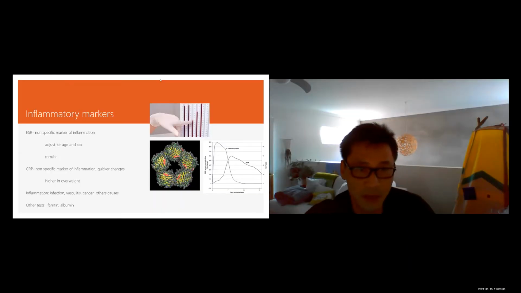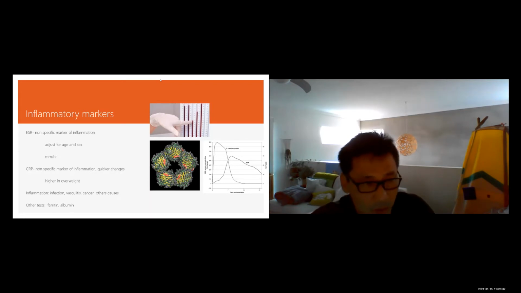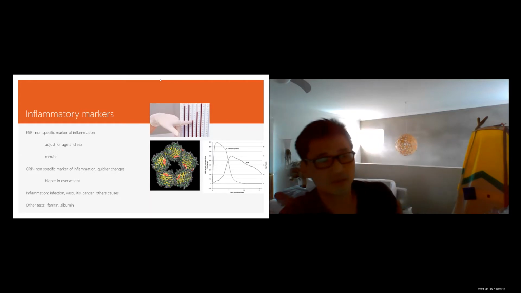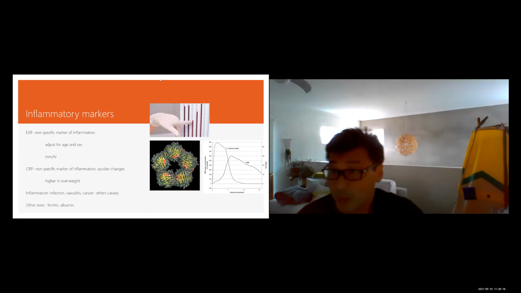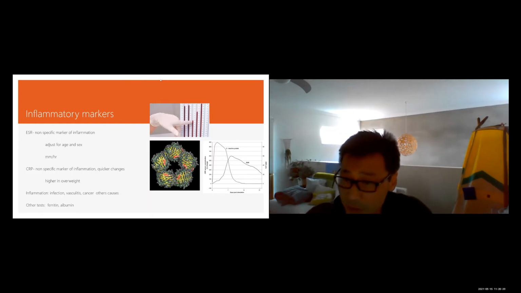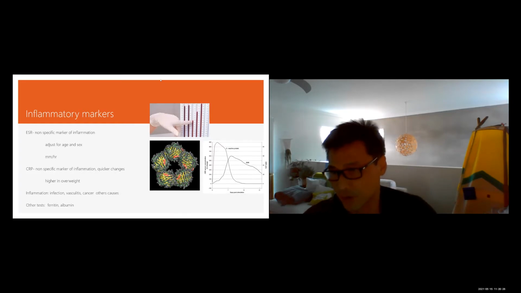Specialists may have done some inflammatory markers. As doctors, we will talk about inflammatory markers, specifically referring to two main tests: the ESR, which is the erythrocyte sedimentation rate, a non-specific marker of inflammation. It's probably the oldest test around in terms of looking for inflammation. It doesn't tell you exactly what's going on. It suggests something's going on.